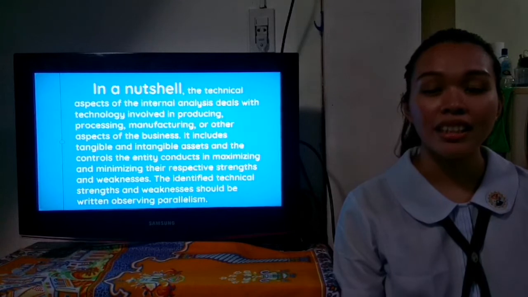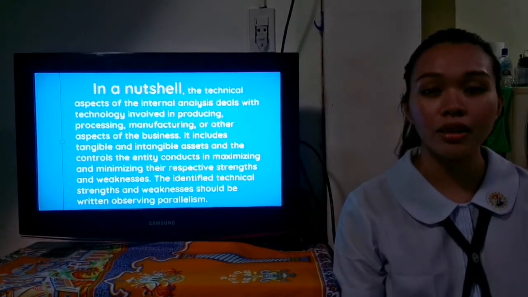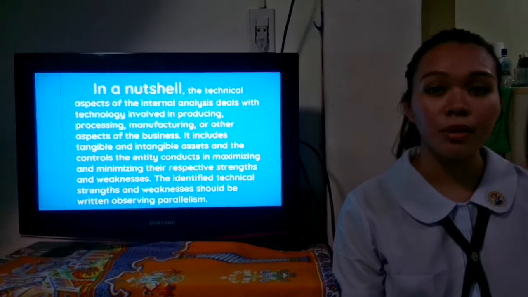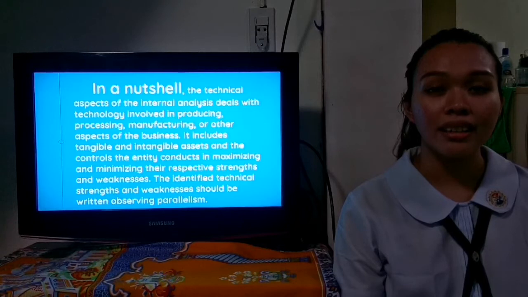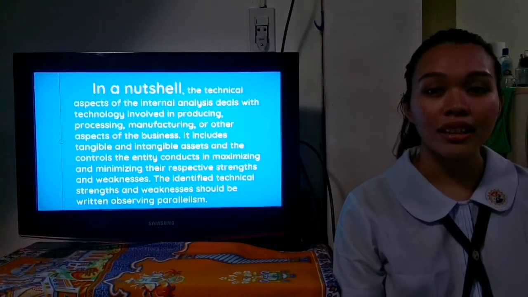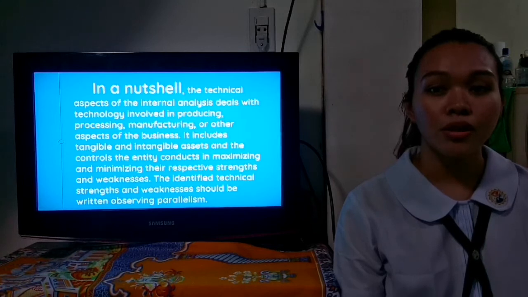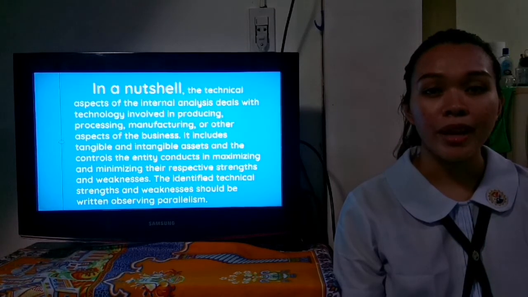So in a nutshell, the technical aspect of the internal analysis deals with the technology involved in producing, processing, manufacturing, and other operations of a business. It includes tangible and intangible assets and the controls the entity employs in maximizing and minimizing their respective strengths and weaknesses. The identified technical strengths and weaknesses should be written observing parallelism when writing a financial plan.